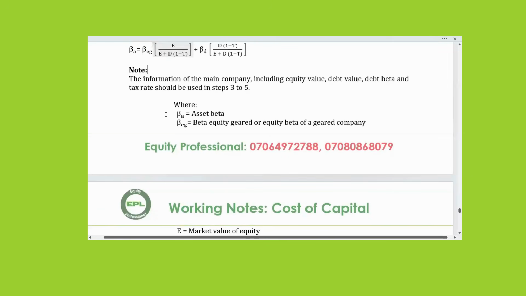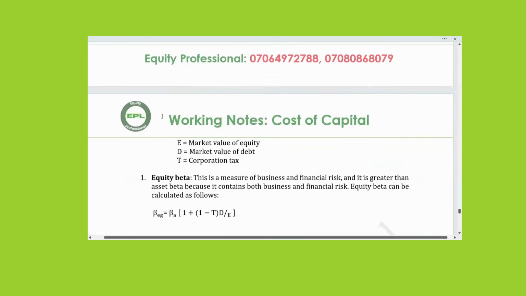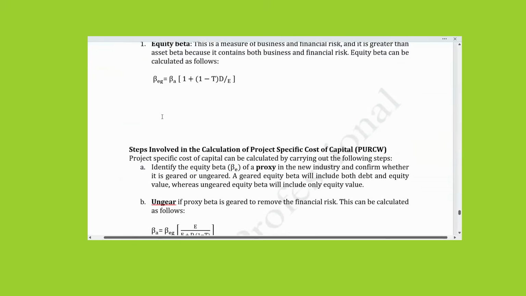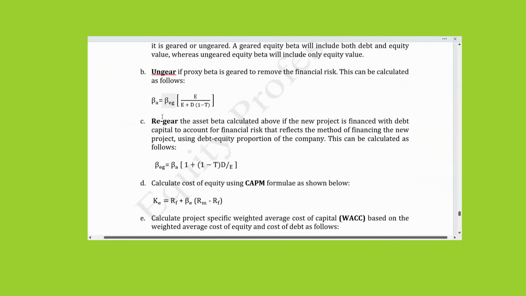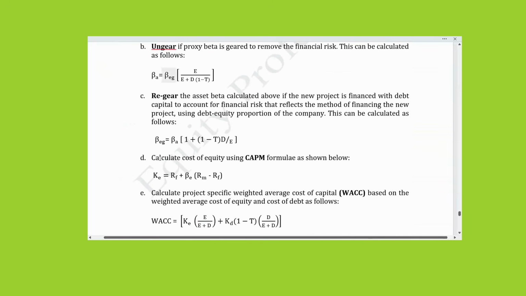Next, step 4 is to calculate cost of equity using the capital asset pricing model. That's step 4.